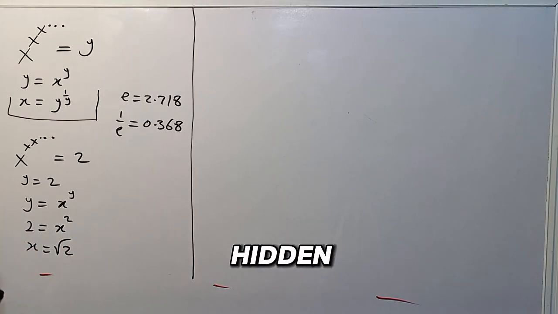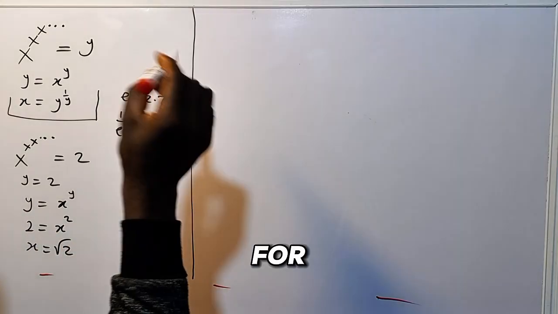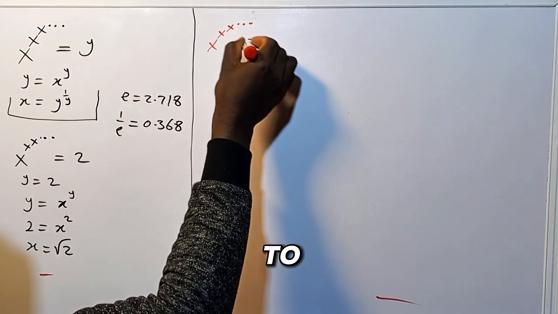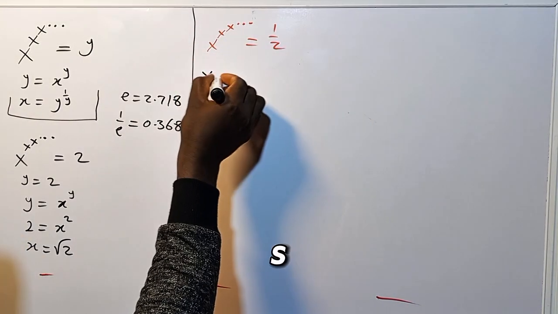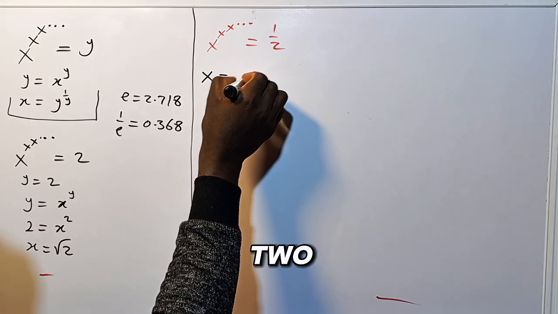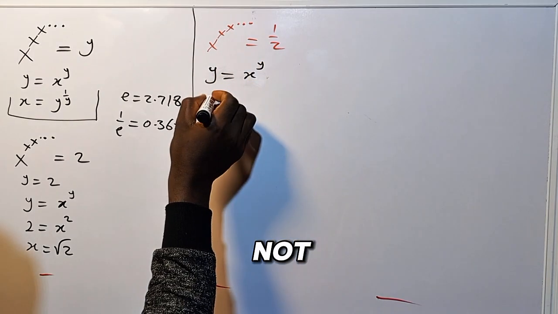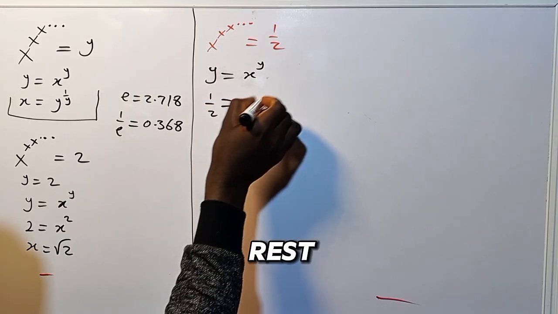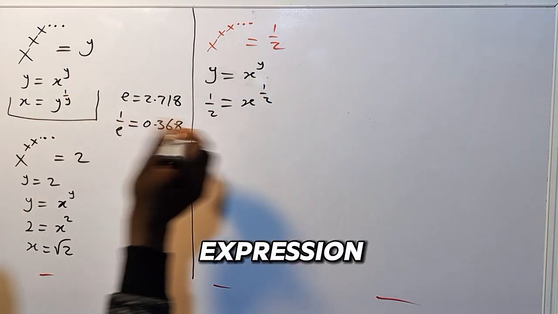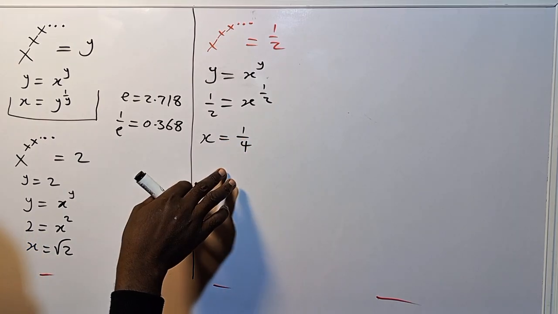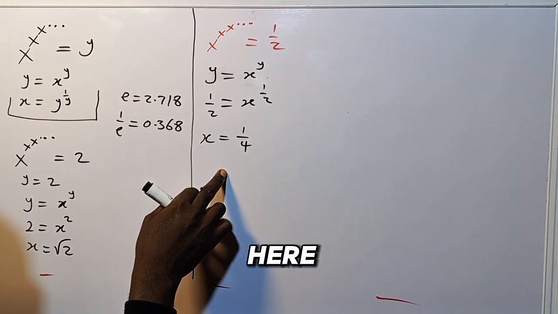Understanding the hidden tower, part 3. For example, we have the tower to be half. Then y is equal to s raised to power y. So half is equal to s raised to power half based on this expression. In order for us to get s, we have s is equal to 1 over 4. The answer is also real here.